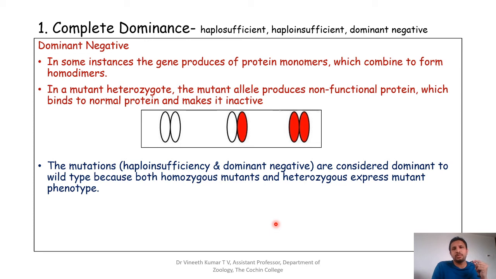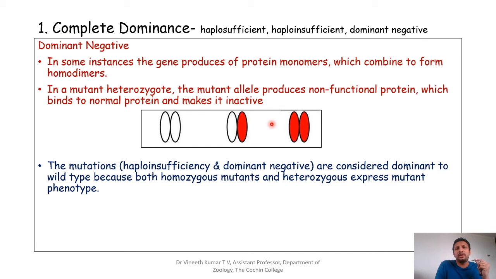So a gene produces protein monomers, and these monomers combine together after the protein is formed. They combine together to form dimers, and these dimers will be the functional ones. So in a mutant heterozygote, as you see here, this is the normal one, normal monomeric units, they combine to produce a functional one. In a heterozygote, you can see such a condition. Here also the protein is being produced, but the protein is a crippled protein or an inactive protein.